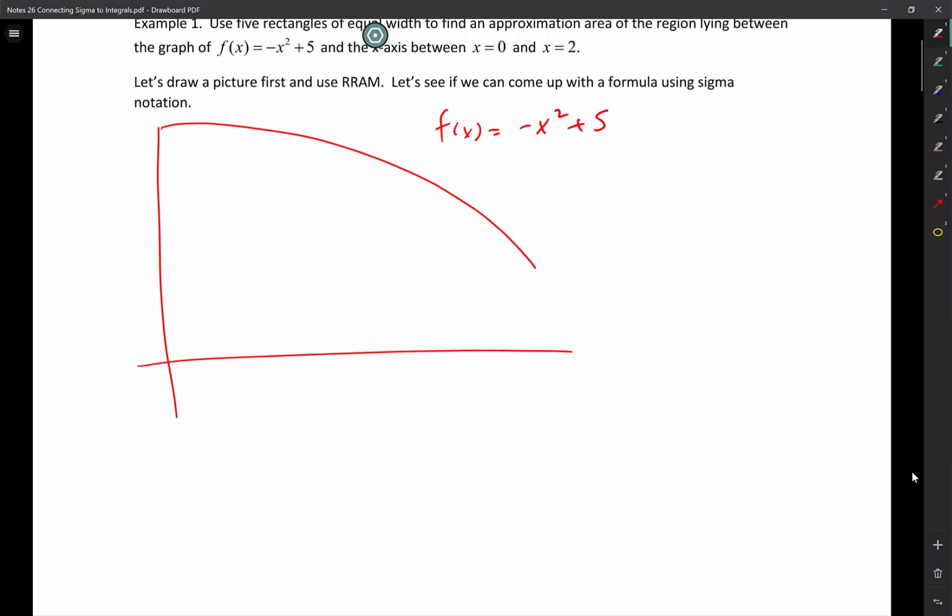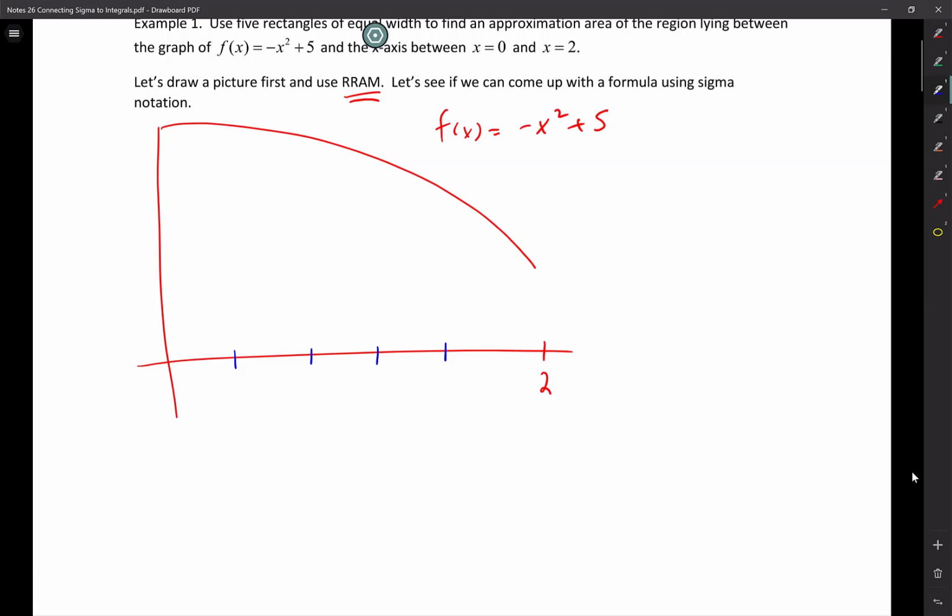And they want me to do an RRAM. I'm going to say this is 2. And I'm going to see if I can create nice rectangles. Let's see. I'm going to say that's 1, that's 2, 3, 4. Okay. They're not super awesome, but they're kind of.